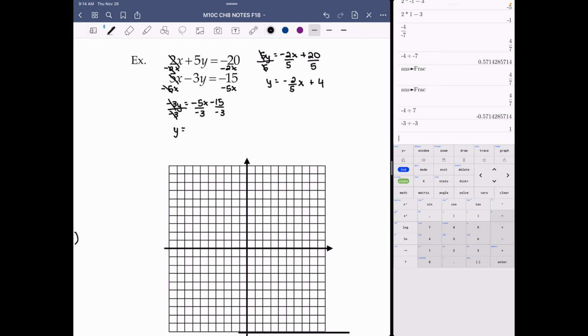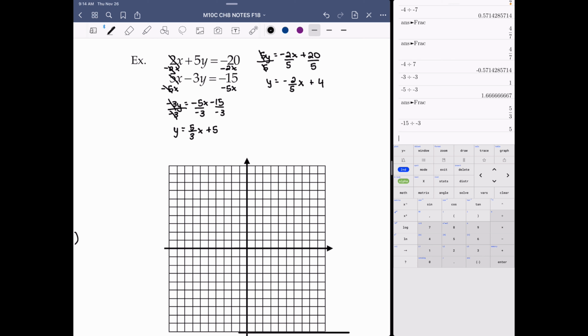We get y equals -5 divided -3. So -5 divided -3 gives me a decimal if I didn't enter it as a fraction, but I can hit math, enter to change it to a fraction, or on the Casio, just F to D, or just enter it as a fraction if you can, and it'll give you a fraction answer. So it's +5/3 x, and then -15 divide -3 is +5.